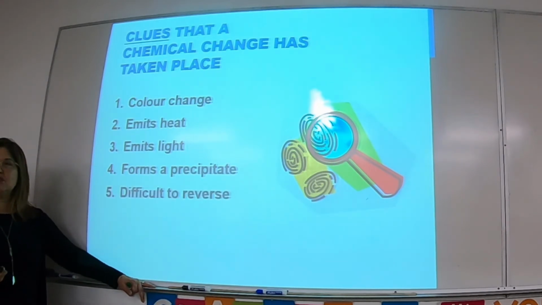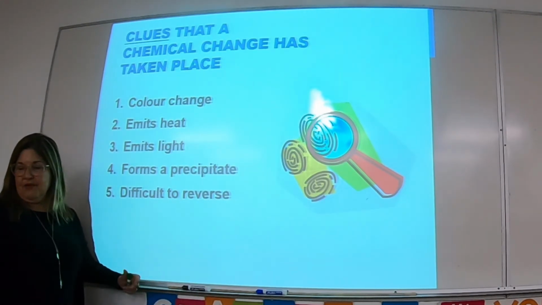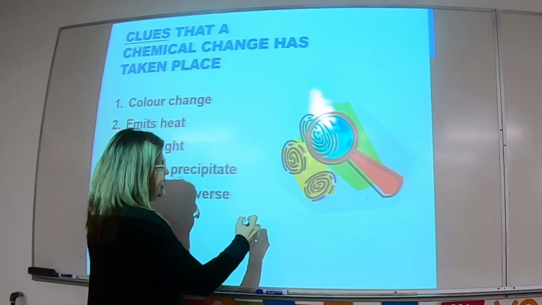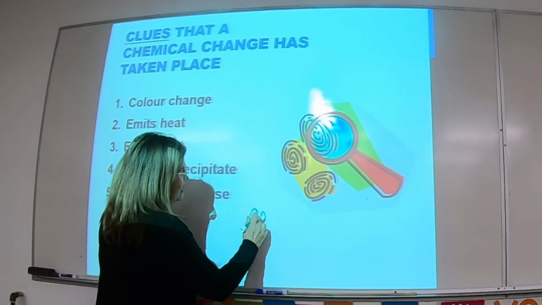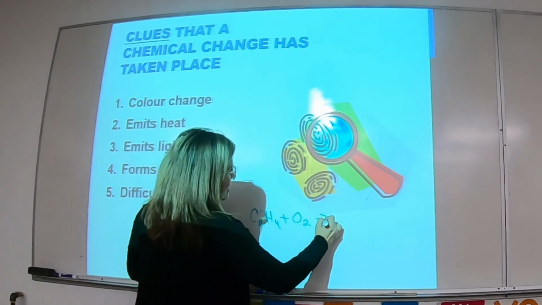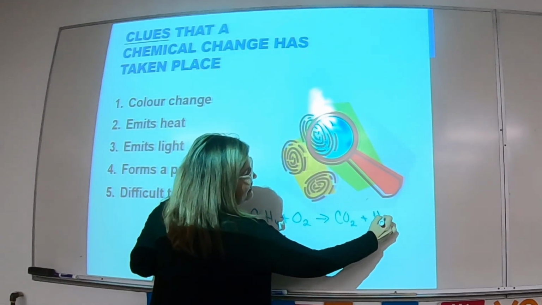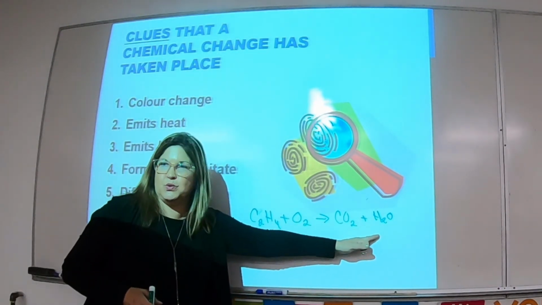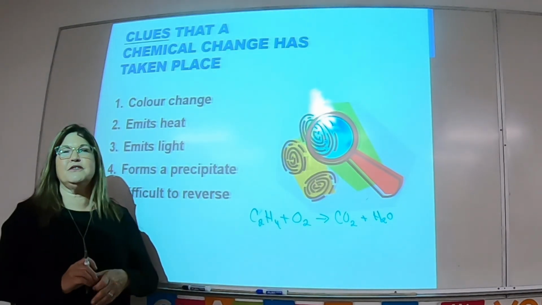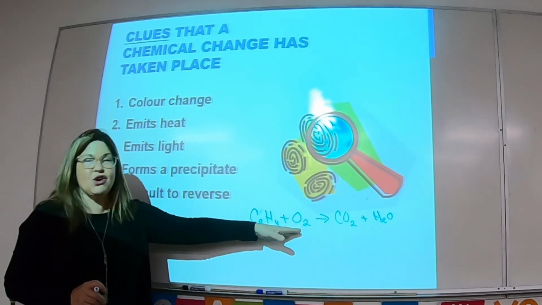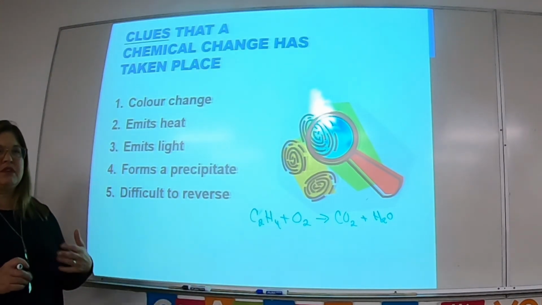If it's difficult to reverse, that's a new one here. When we have, let's say, combustion of a hydrocarbon, I would get carbon dioxide and water. And it would be really difficult to take these two, carbon dioxide and water, and form ethane, no, that would be ethene and oxygen, okay? So it's very difficult to reverse.